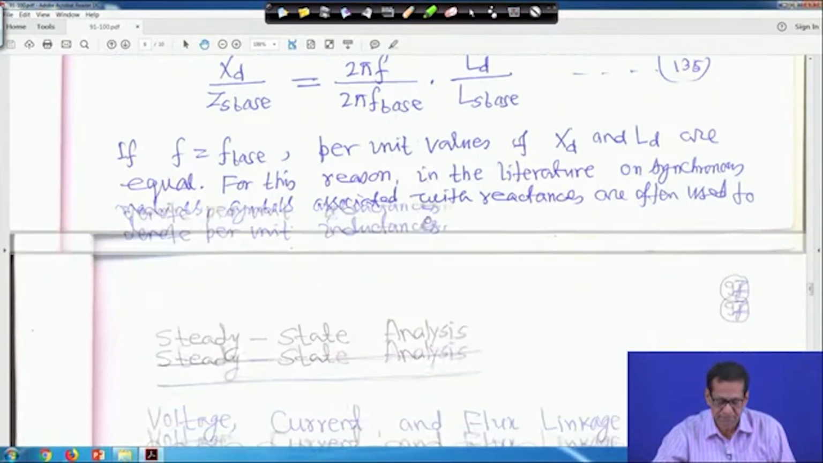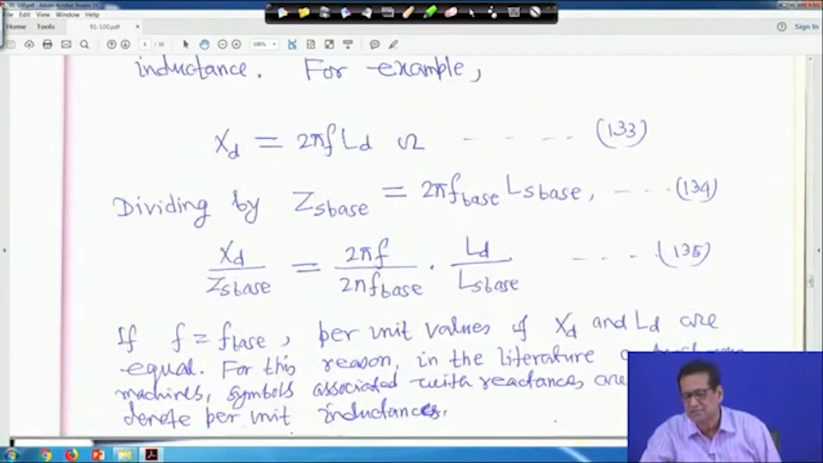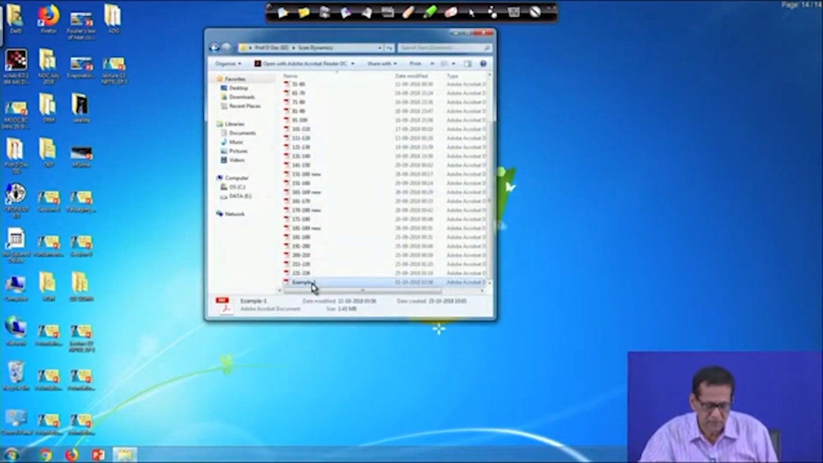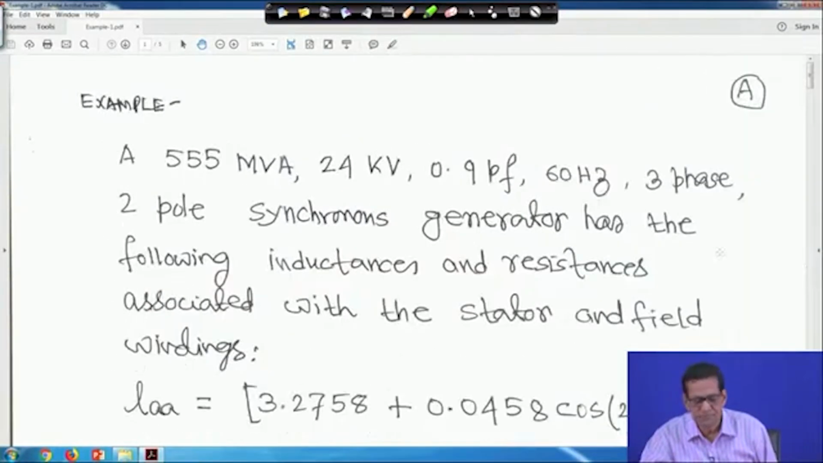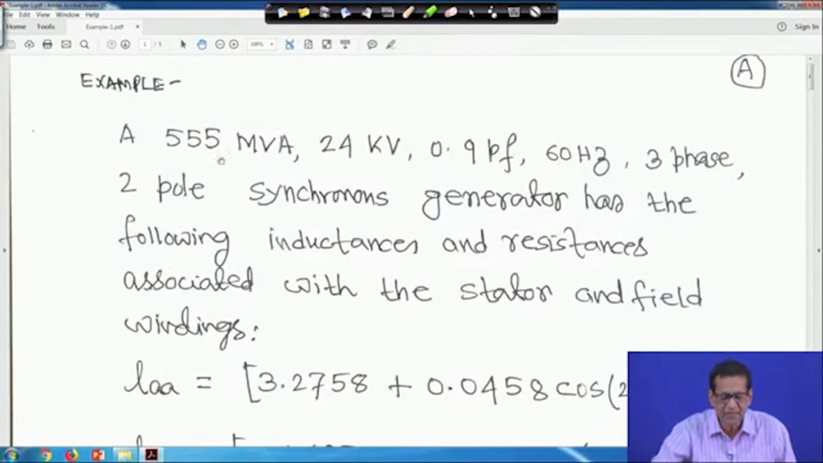So next is steady state analysis, but before that we will take one small example. This is your example 1. A 555 MVA, 24 kV, 0.9 power factor, 60 Hz, 3 phase, 2 pole synchronous generator has the following inductances and resistances associated with the stator and field windings.